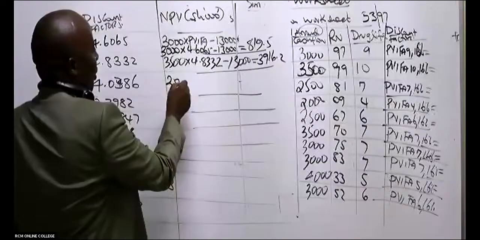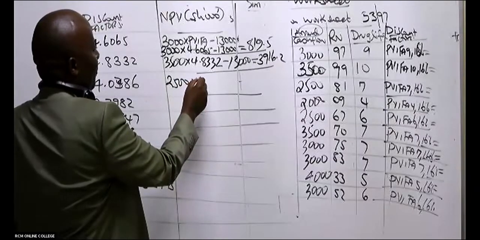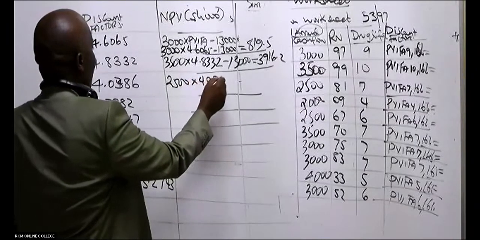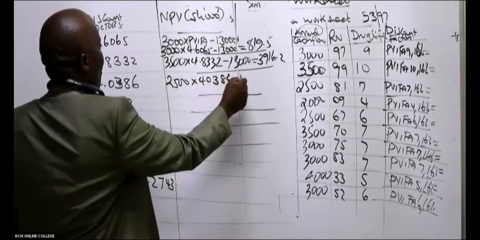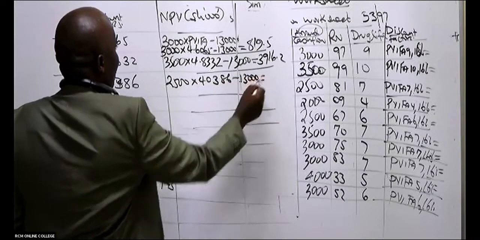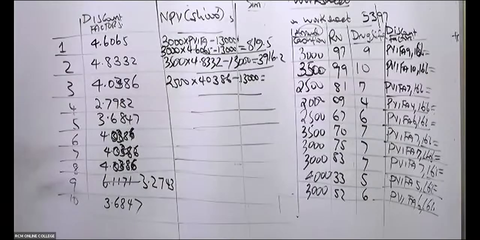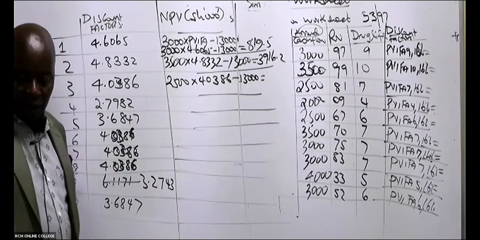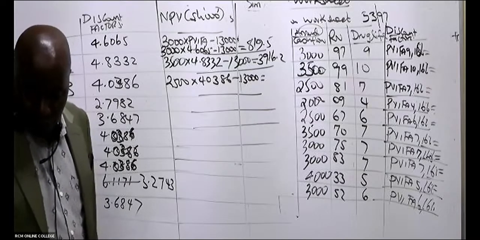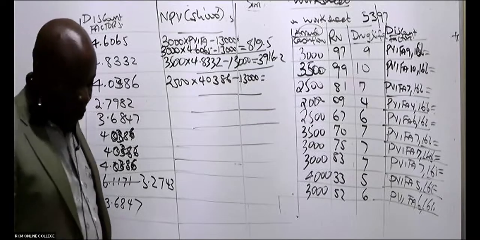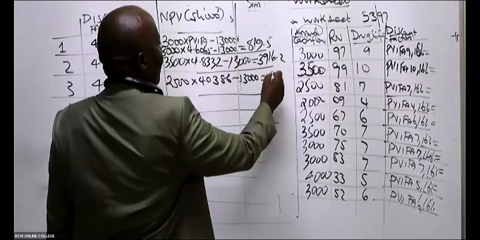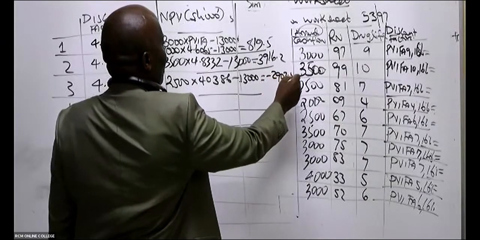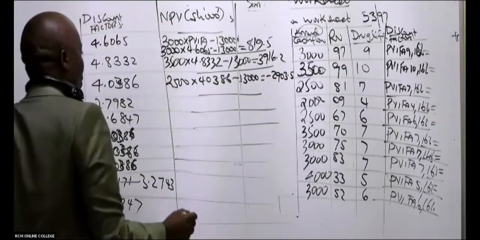So 2,500 times 4.386 minus 13,000, which will end up giving us what figure? The third one. How I wish I had a ninja who can just give me all the numbers. So according to Lincoln, it's minus 2903.5. All right, so we're almost there.